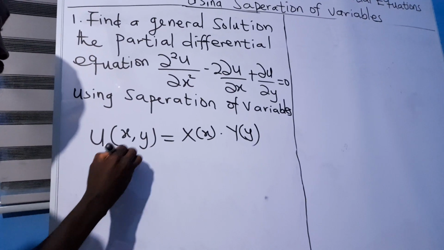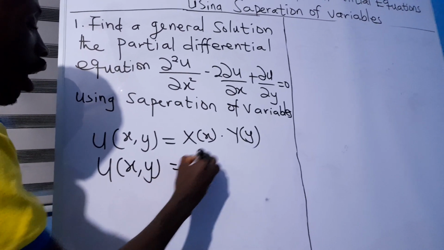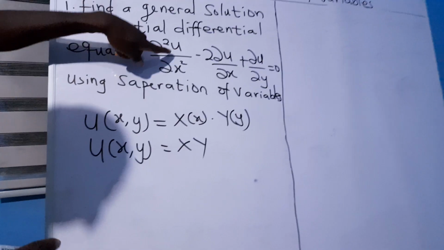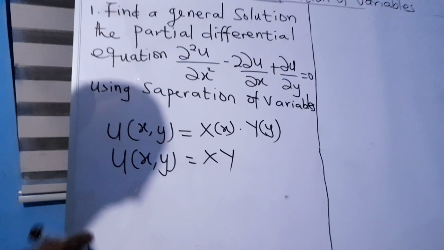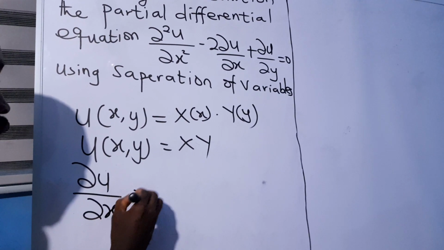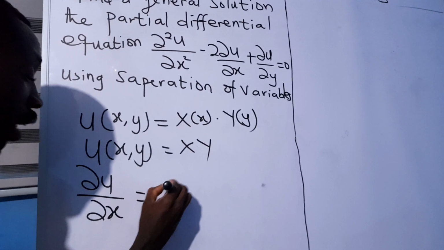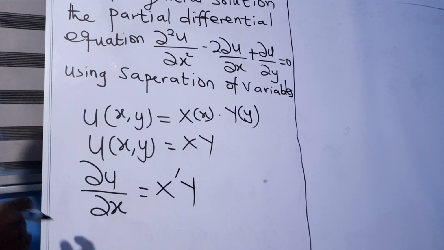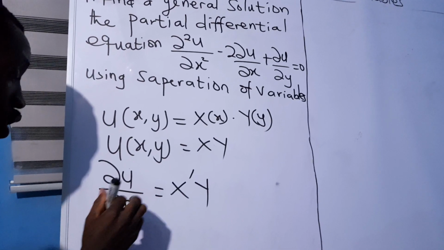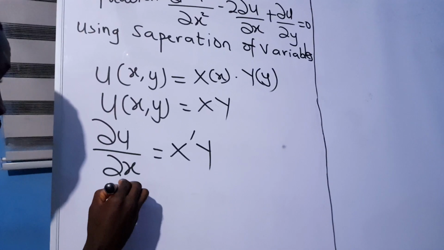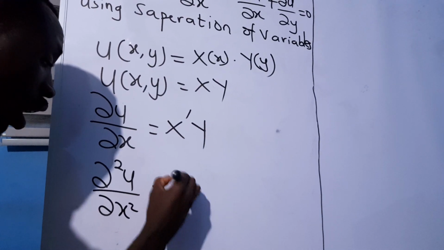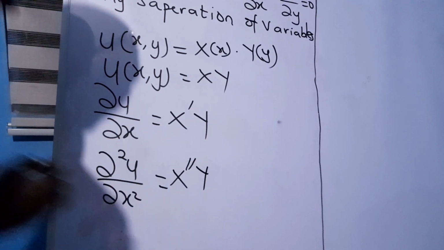So for the sake of time, we can rewrite this as u equals X(x) Y(y). Now we find del u over del x, the partial differentiation of u with respect to x. We keep y constant, so we get x prime of y. Since we have a second differential, we differentiate again. We get del square u over del x square, which will be x prime prime y.